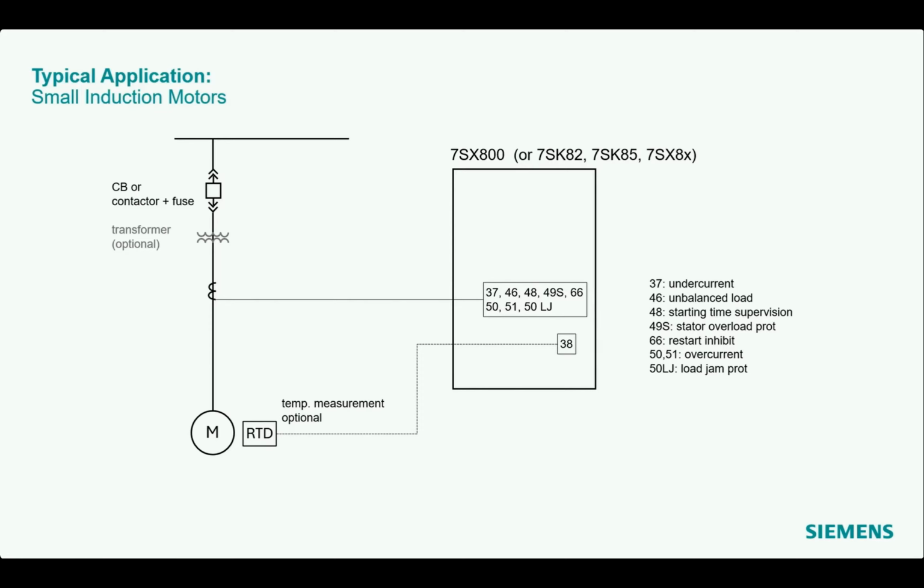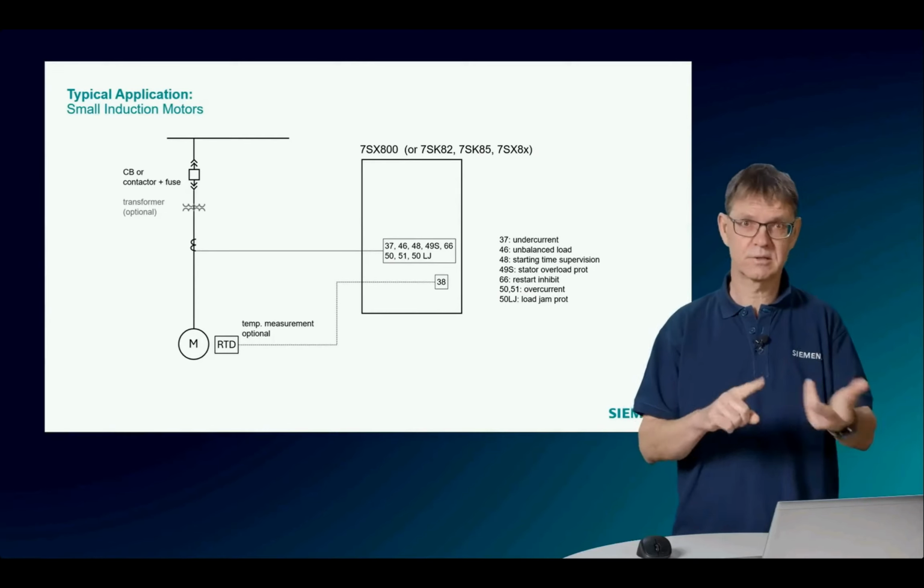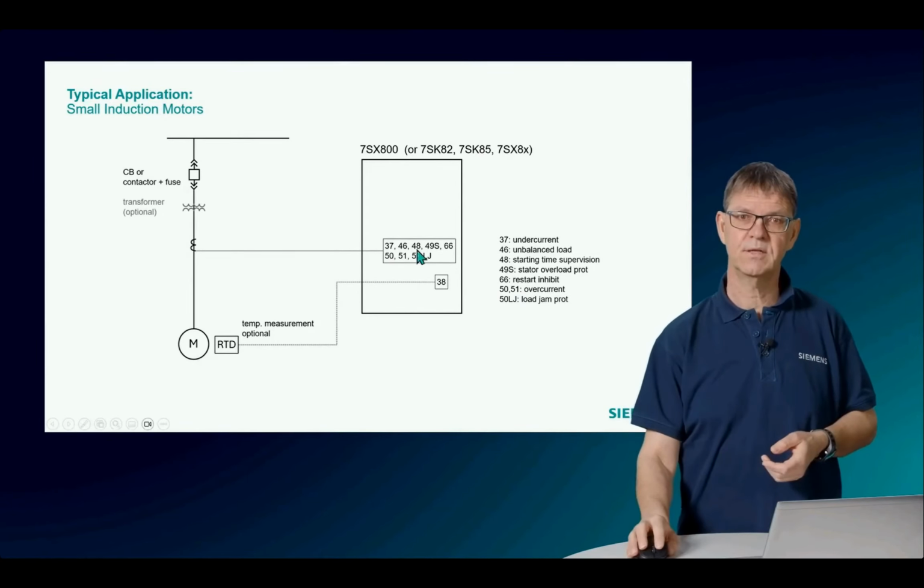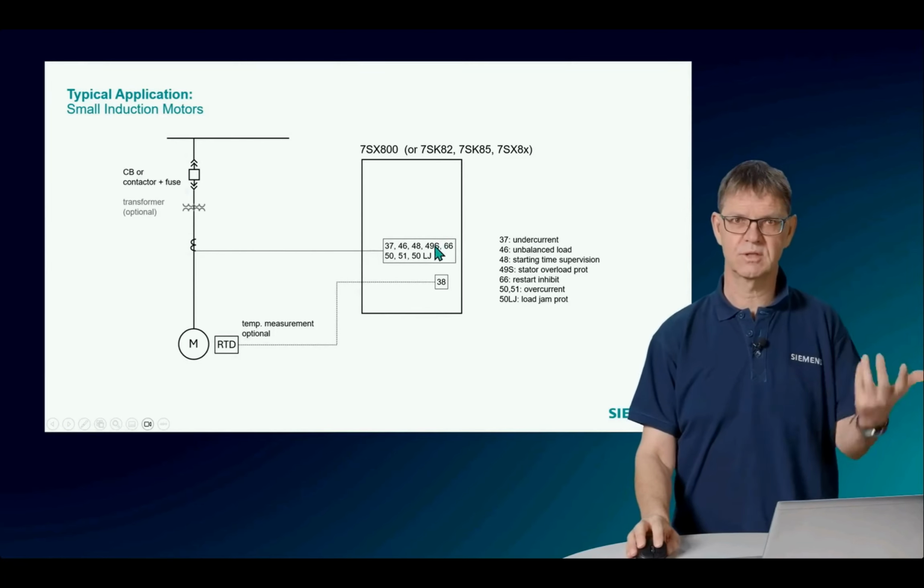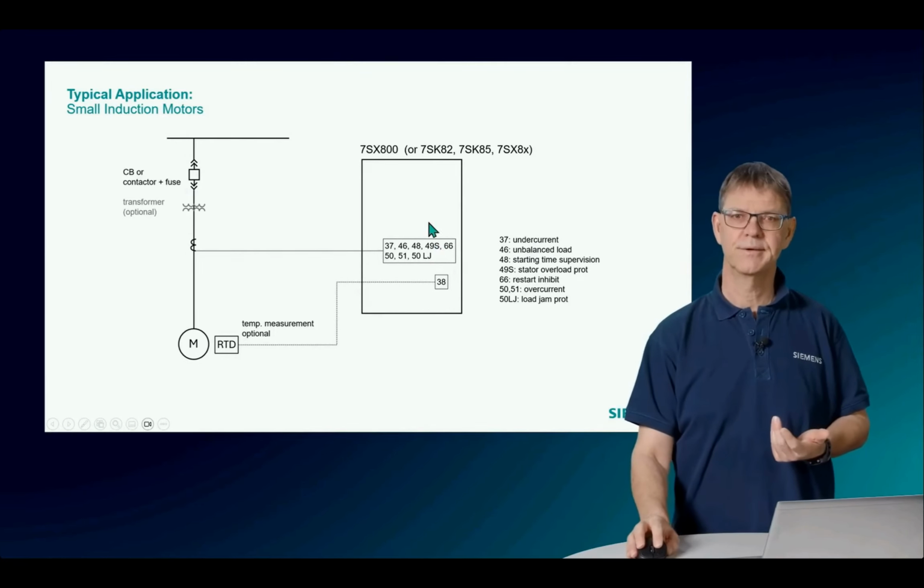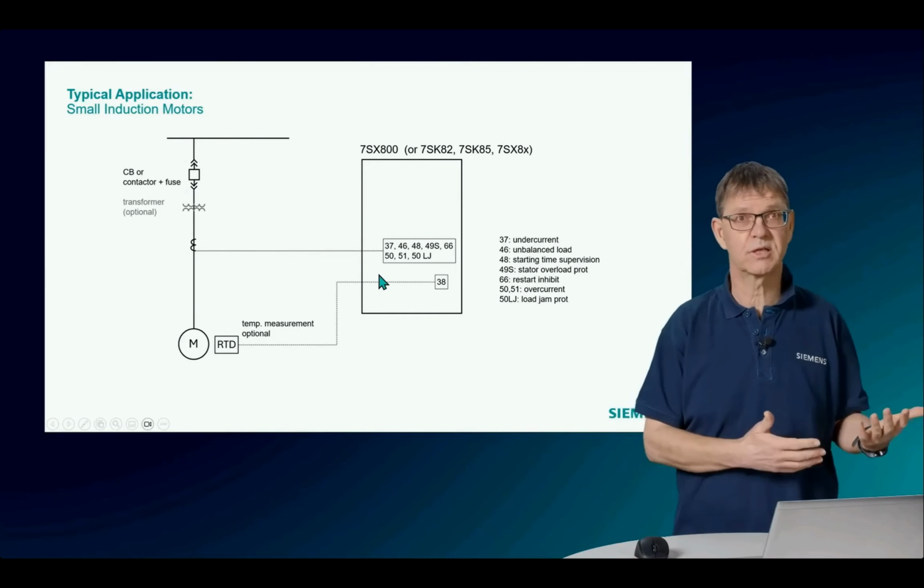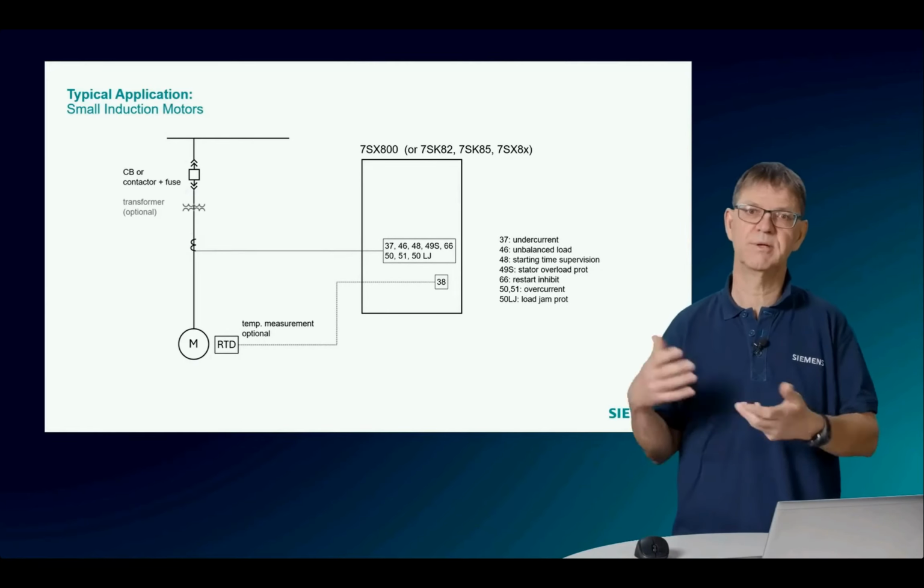As protection functions here, we find typically an undercurrent protection to protect the driving machine, some functions which belong to the thermal functions, for example, the unbalanced load protection, the starting time supervision, the stator ground fault protection, the restart inhibit function. These are those numbers here. Then a simple overcurrent protection as a short circuit protection, and maybe a load jam protection.